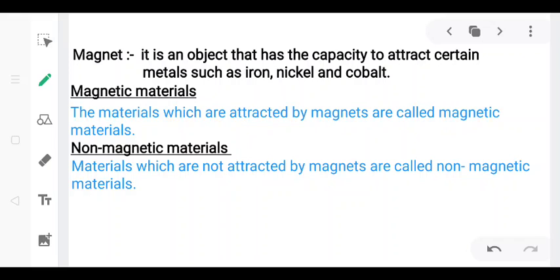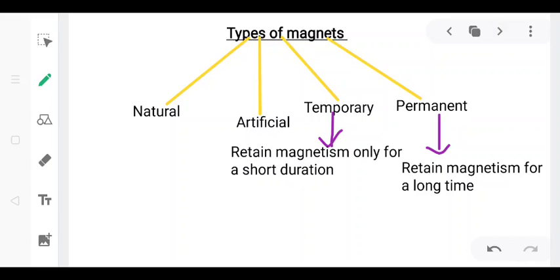A magnet is an object that has the capacity to attract certain metals such as iron, nickel and cobalt. Next is magnetic materials. Some materials are attracted by magnets, and they are called magnetic materials, for example, iron, cobalt, nickel. And some materials do not get attracted by magnets and are called non-magnetic materials, such as wood, plastic, etc.